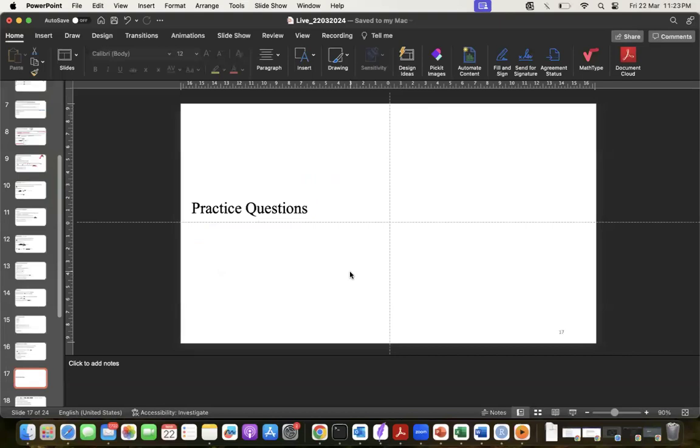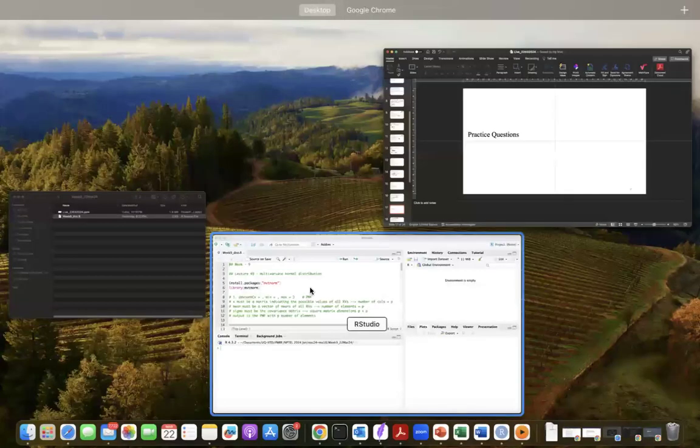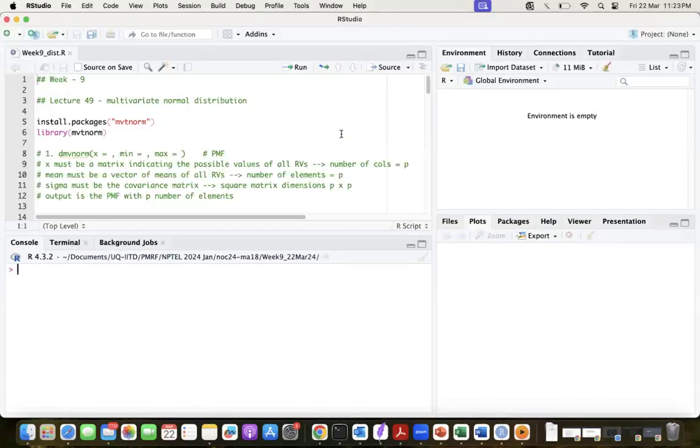Do you have any questions still here? Before we go on to the practice questions, we'll quickly take a look at some of these commands in R. So let me know if there's anything you want me to explain in more detail. Otherwise, we'll just see these things.